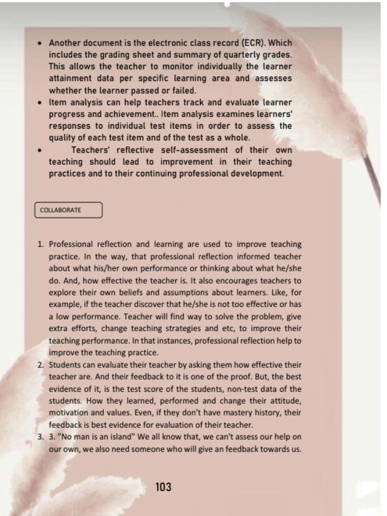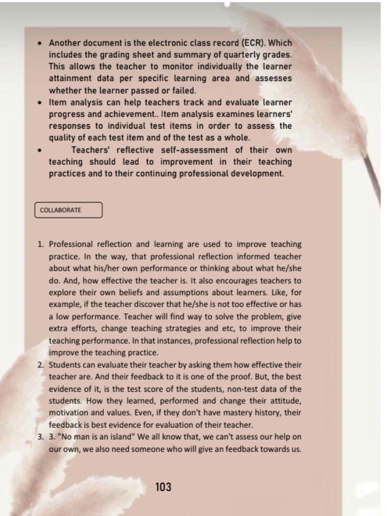For example, if the teacher discovers that he or she is not too effective or has low performance, the teacher will find a way to solve the problem, give extra effort, change teaching strategies, and so on, to improve their teaching performance. So professional reflection helps to improve teaching practice.